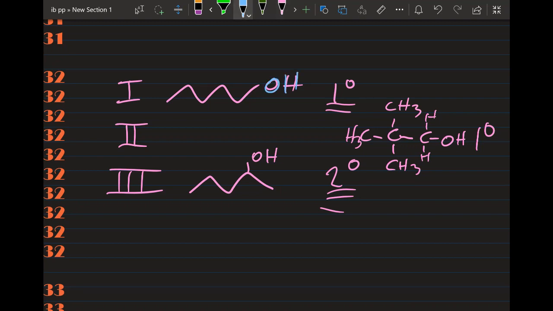Find the OH, find the carbon attached to it, which in this case is this one here. How many carbons directly attached to it? Just 1. It's primary. Find the OH, find the carbon it's attached to. How many carbons are directly attached to that? 2. It's secondary. Find the OH, find the carbon it's attached to. How many carbons directly attached to that? Just 1. So that's primary. So it's all of them. So that's going to be 32D.